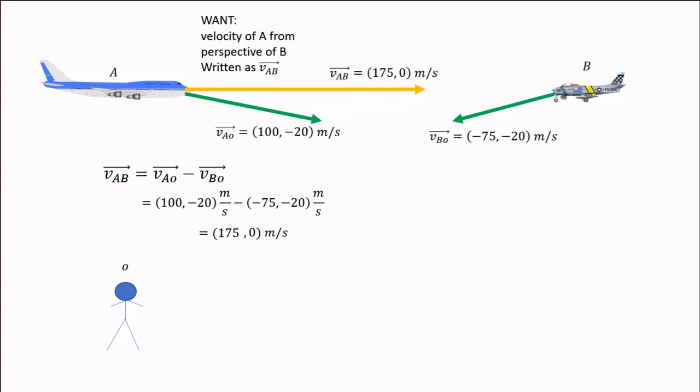Uh-oh, that's a direct collision course. From airplane B's perspective, she is not moving, but airplane A is hurtling directly towards her. So now you have learned how to do vector subtraction and how to apply it to finding the relative position and velocity.